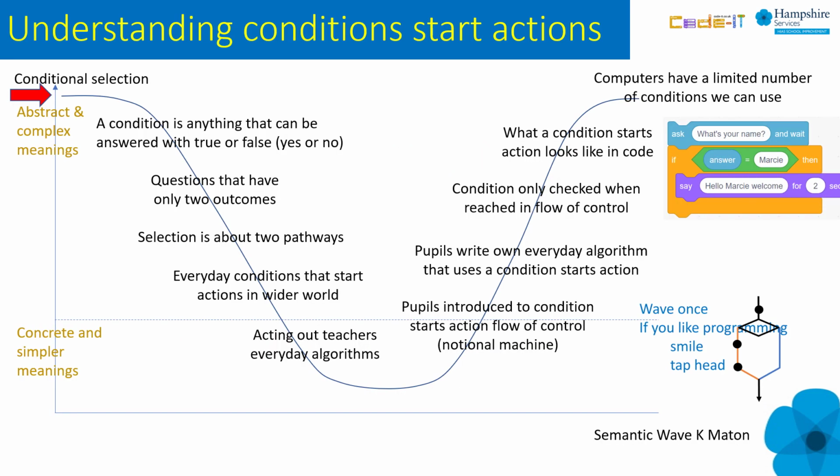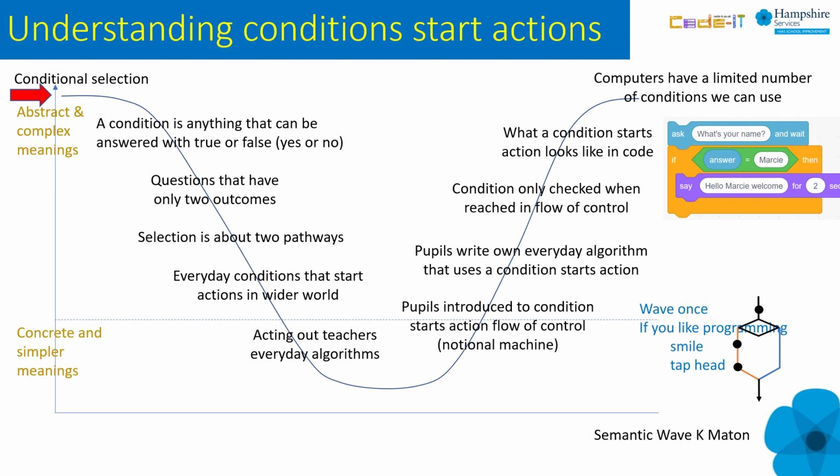You are looking at a semantic wave, which is great for thinking about curriculum sequencing. The idea is to take a complex idea such as conditional selection and unpack the concept until we get to the most concrete examples and simplest meanings. Starting at the red arrow, you can see us doing that on the downward curve from left to right.